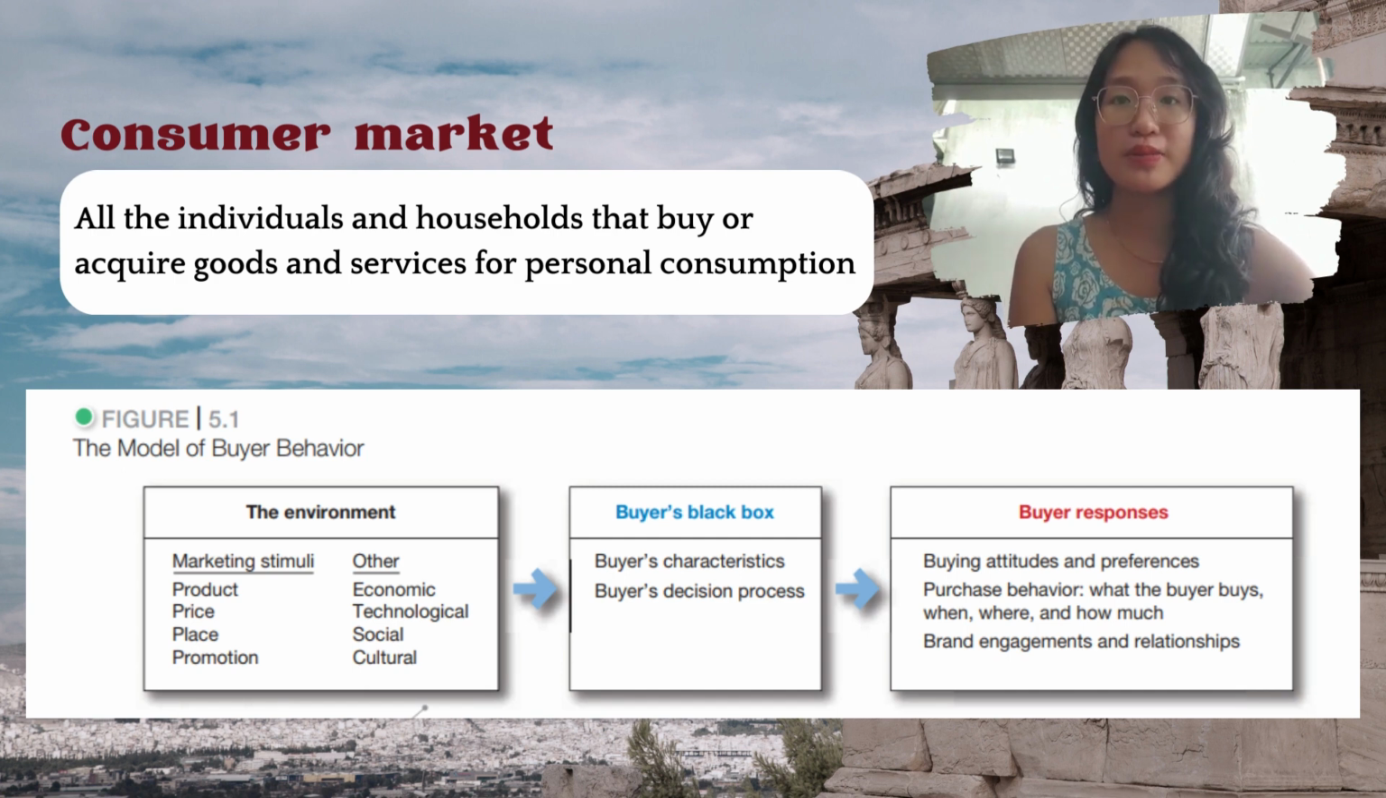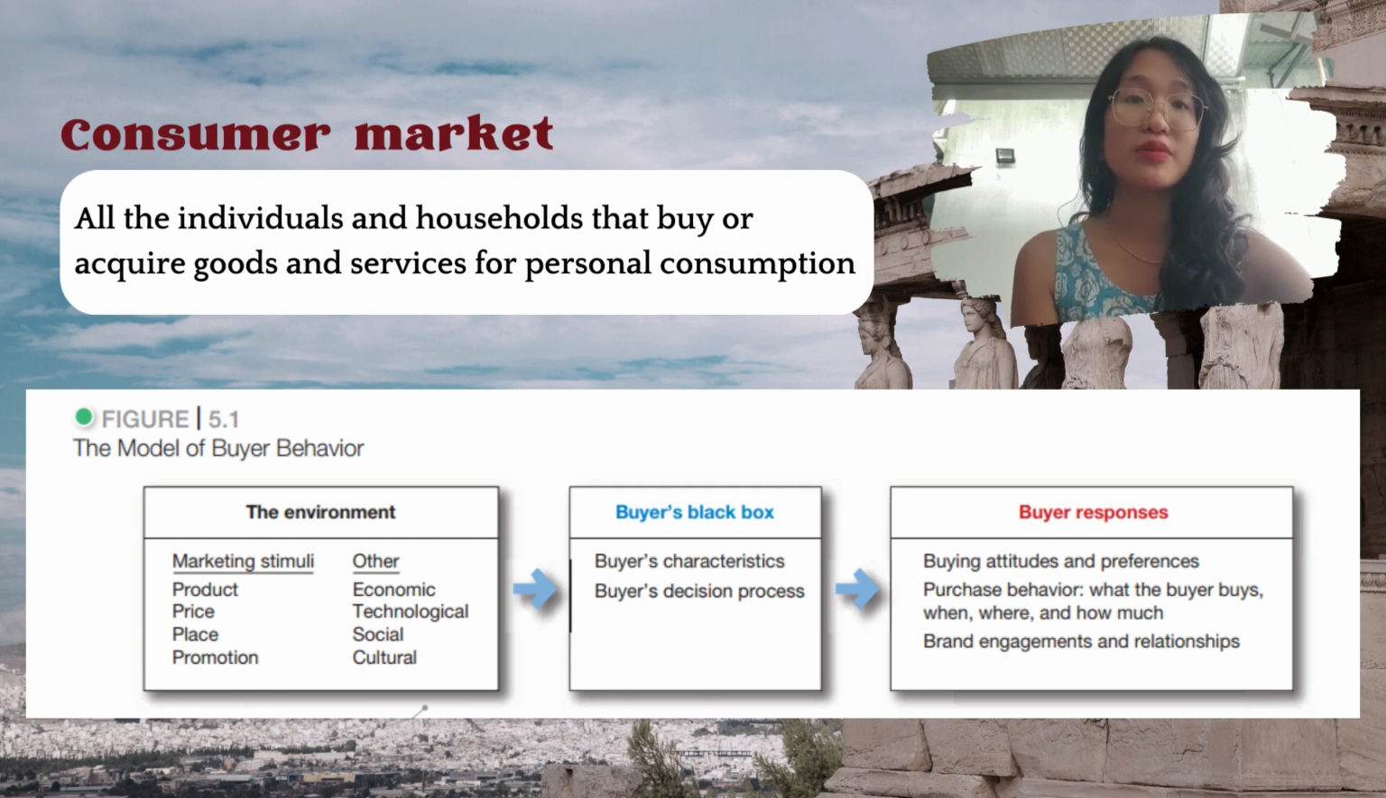The black box consists of two parts. This reaction to stimuli is based on the buyer characteristics as well as the buyer decision process. What specifically is going on here regarding the buyer characteristics will be discussed in more detail later. Turn back to the model of consumer buyer behavior. The outcomes of the thinking that takes place in the black box are the buyer responses. These refer to buying attitudes and preferences. Also, the purchase behavior is an outcome.